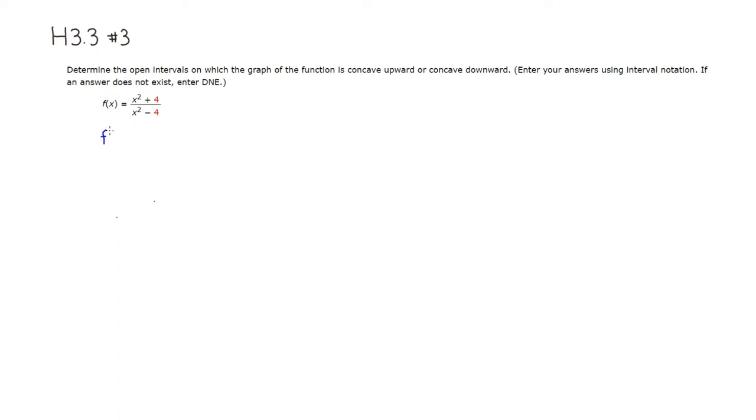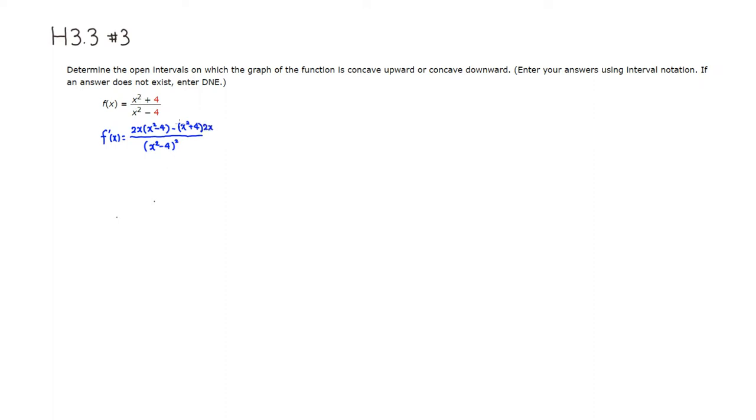So we have f prime of x is equal to, let's take care of the denominator first. We can just square the denominator, so quantity x squared minus 4, squared. The derivative of the numerator is 2x times the denominator x squared minus 4, minus the numerator x squared plus 4 times the derivative of the denominator, which is 2x.